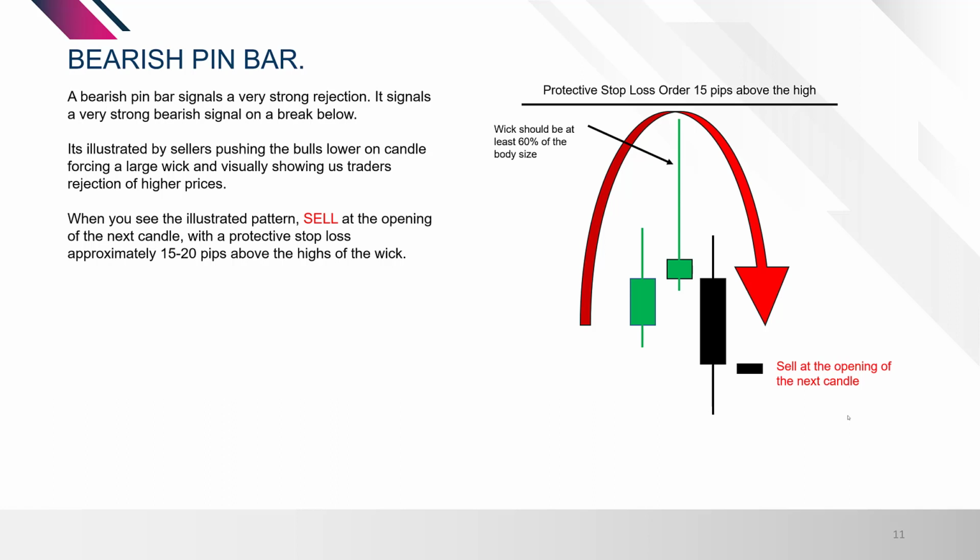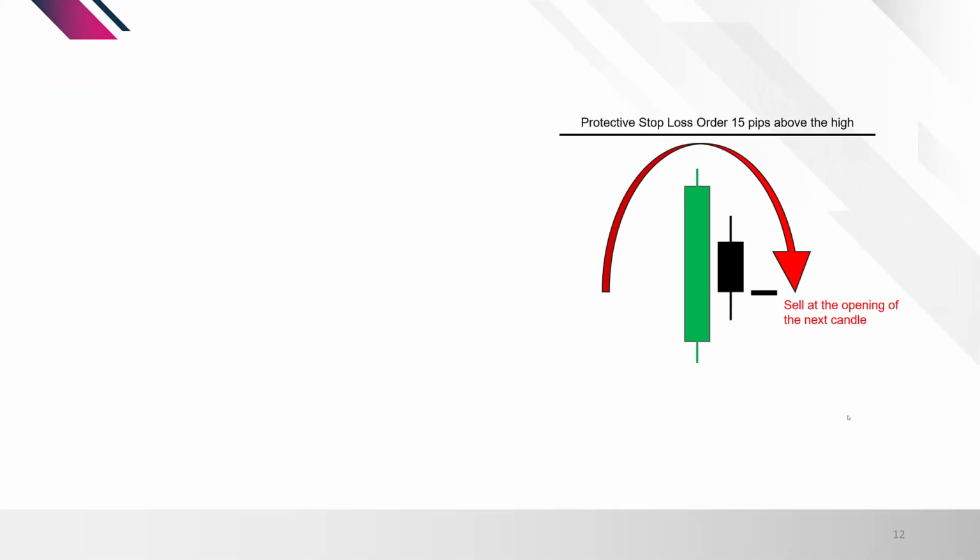When you see the illustrated pattern, sell at the opening of the next candle with a protective stop loss approximately 15 to 20 pips above the highs of the wick. Take note, the wick should be at least 60% of the body size.